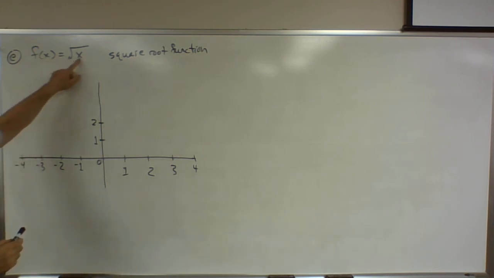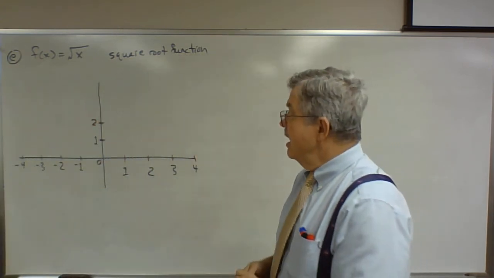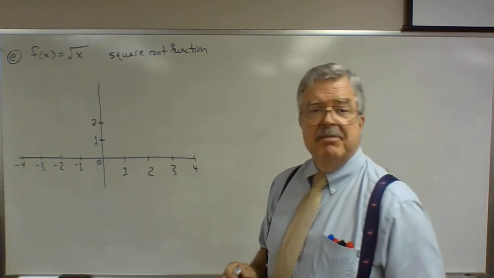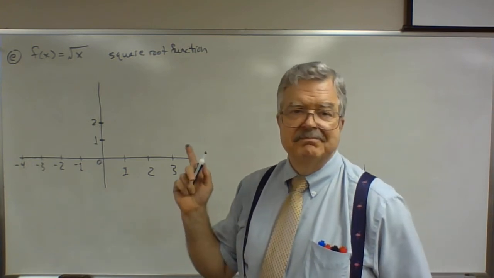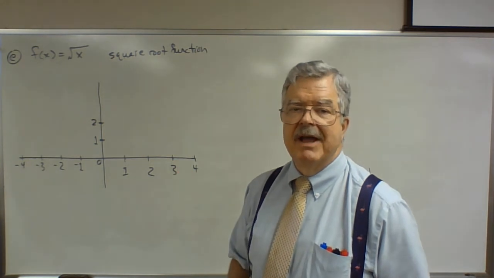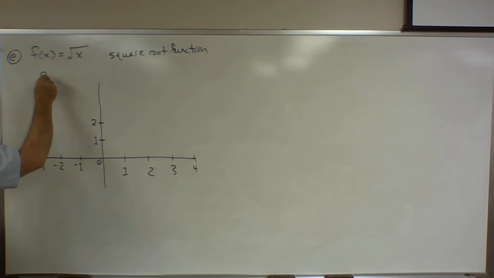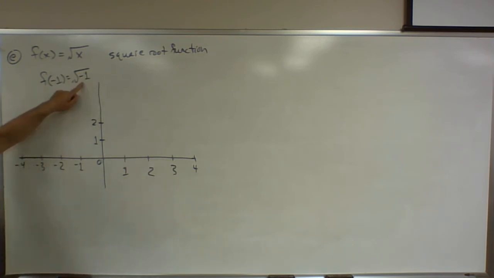F of x equals square root of x. And we're going to do pretty much the same thing we've done already. We're going to take a couple of vanilla values of x and plug them in to get the y values. And we try to evaluate f at -1, and we get the square root of -1. And that doesn't correspond to a real number.